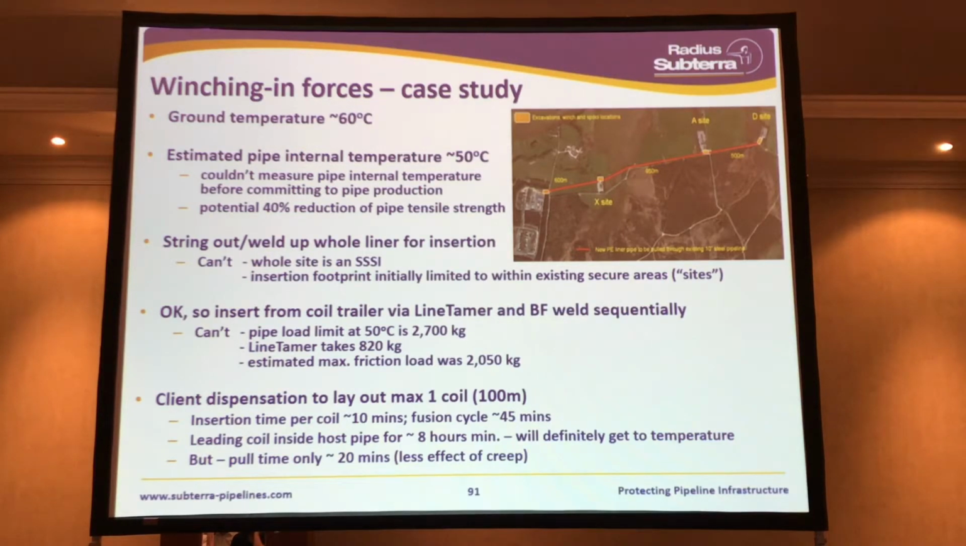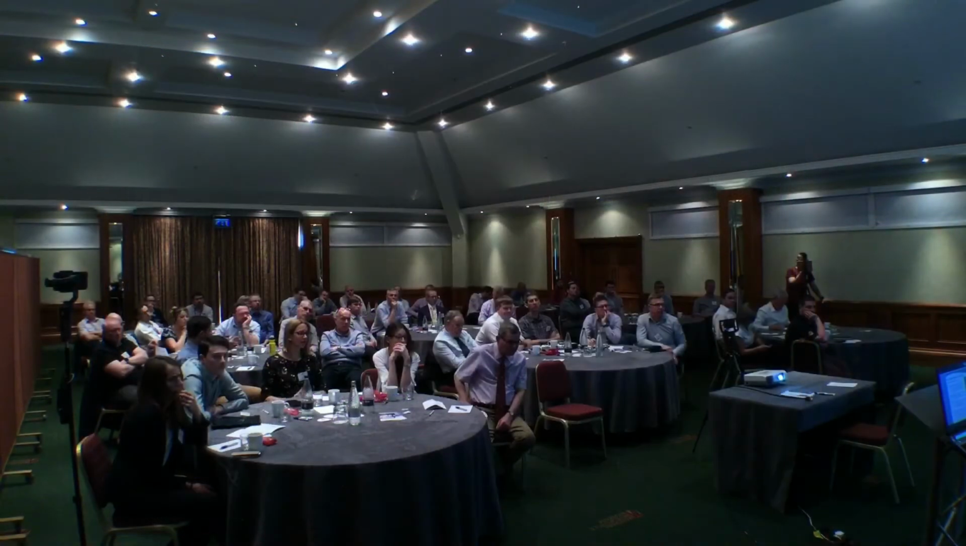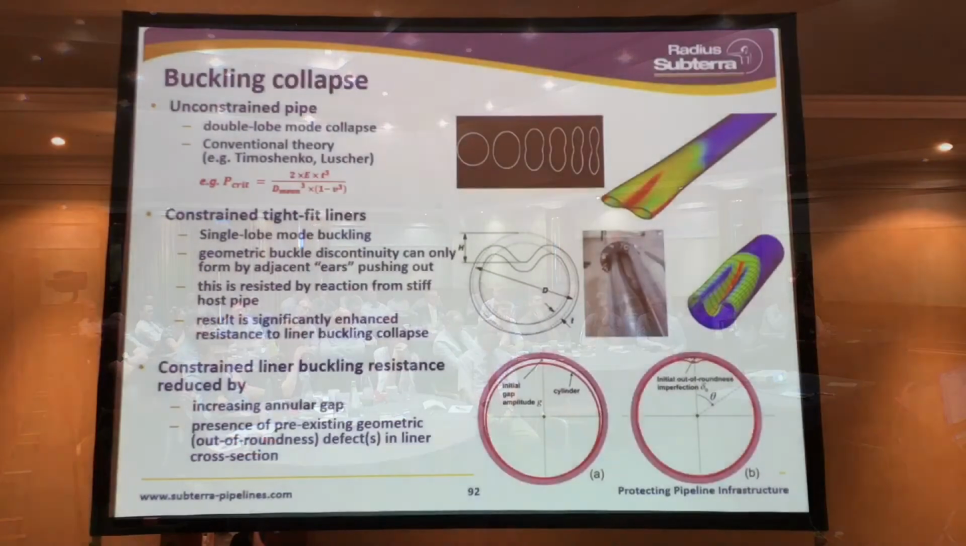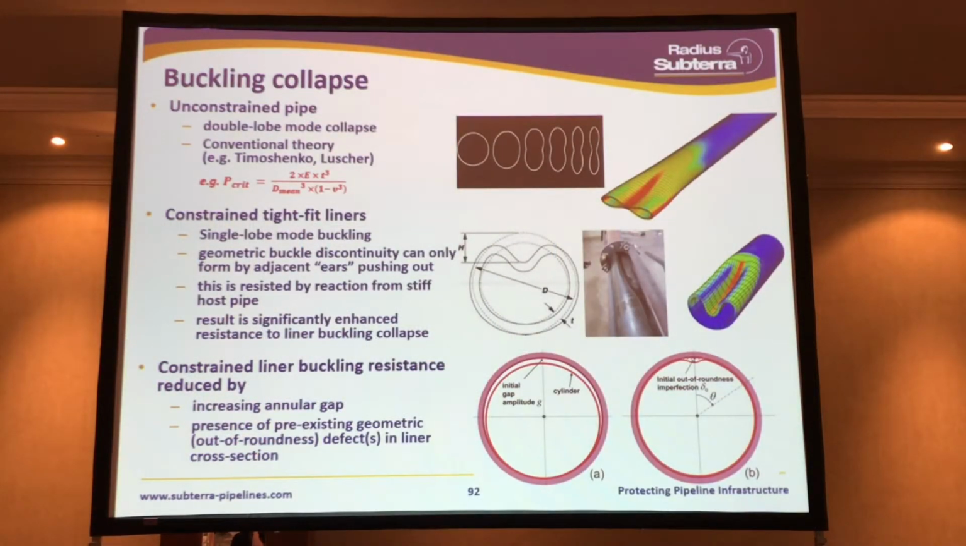So in the end, we got a dispensation to lay out 100 metres at a time and haul that in. What that meant was you were pulling in for only 10 minutes at a time, which meant you were looking at a short-term load application, so a higher strength. But it was certain that with the welding to make up the 950 metres, you were going to be hauling in the pipeline over 8 hours. There's no doubt that the liner pipe was going to get up to temperature. Thankfully, we got it in, and the temperature wasn't quite as high as expected, but it had to be allowed for.